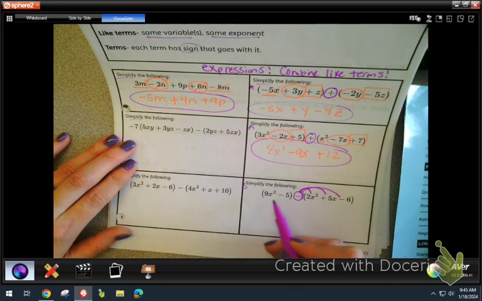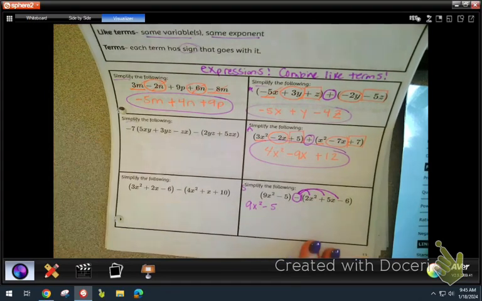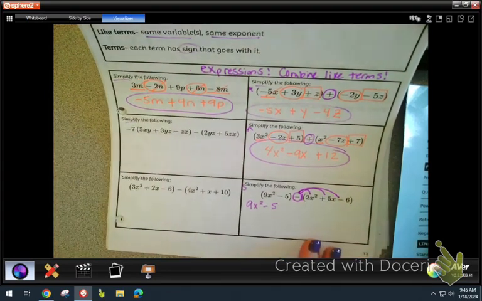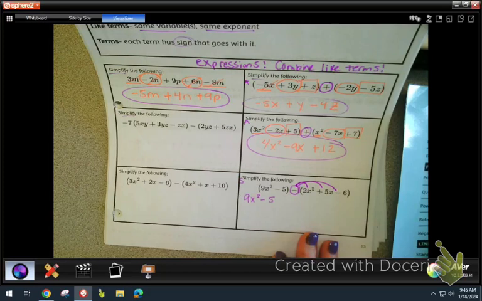Please stop doodling. Okay, so the first one, I would have 9x squared minus 5. Nothing changes with that. Because is there anything in front of 9x squared minus 5? No, I just brought it down. I dropped the parentheses. Daniel, is that okay if I drop the parentheses? Yeah, it's okay.